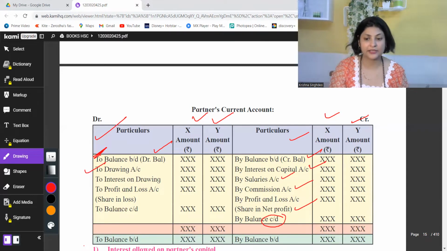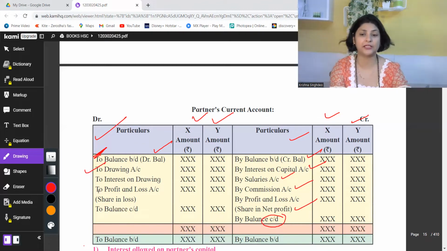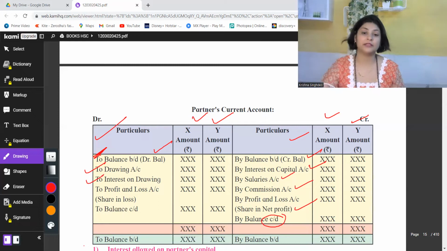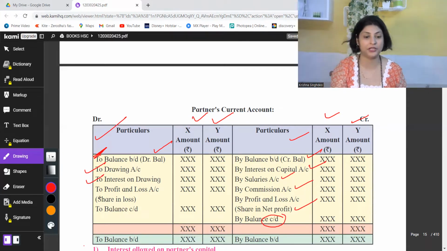Apart from drawings, there is going to be interest on drawings. If any interest on drawings is charged by the firm, that interest on drawings is going to come over here. And then if there is a loss in the firm, then that share of loss is going to come over here. So share of loss is also going to come over here.